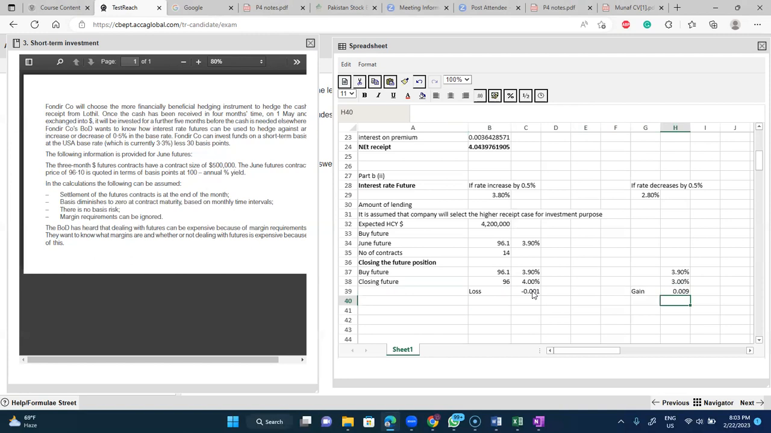So there are different ways to solve it. Number of contracts 14, into contract size 500,000, into 3 by 12, gives the loss of 1,750. Gain is number of contracts into 500,000 into 3 by 12.